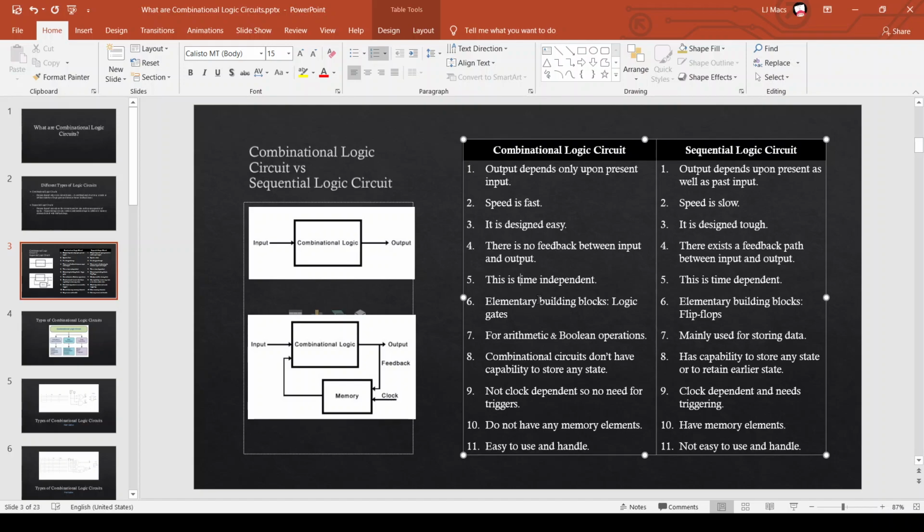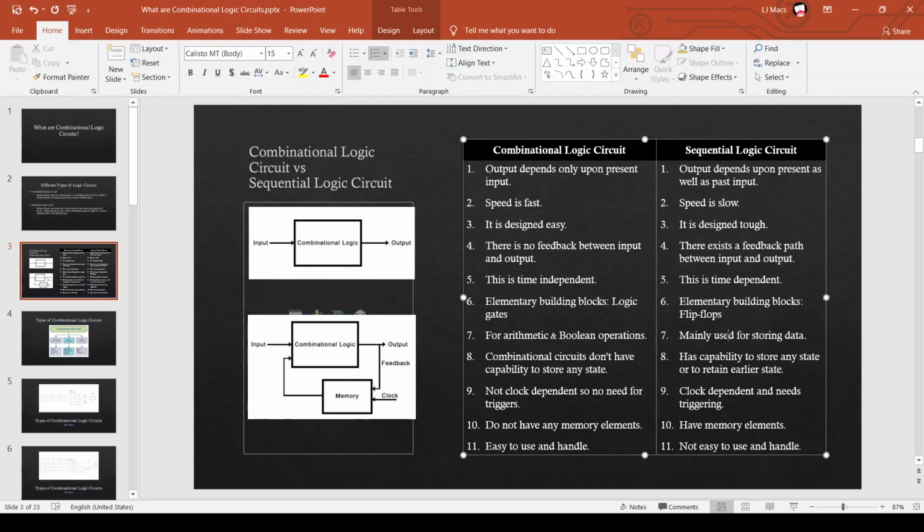For number 6, the elementary building blocks: we have logic gates for the combinational circuit, and flip-flops for the sequential one. Flip-flops are also made of logic gates, primarily NAND gates or NOR gates connected together in a certain pattern. The combinational circuit is used for arithmetic and Boolean operations, and the sequential logic circuit is mainly used for storing data, which is why they use flip-flops.